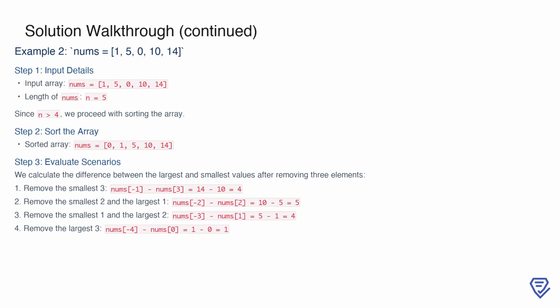Removing the 3 smallest values leaves the range between the largest value and the 4th smallest value, nums[-1] - nums[3], equals 14 - 10 = 4. Removing the 2 smallest values and the largest one gives nums[-2] - nums[2], equals 10 - 5 = 5. Removing the smallest value and the 2 largest ones results in nums[-3] - nums[1], equals 5 - 1 = 4. Finally, removing the 3 largest values leaves the range between the smallest value and the 4th largest value, nums[-4] - nums[0], equals 1 - 0 = 1.